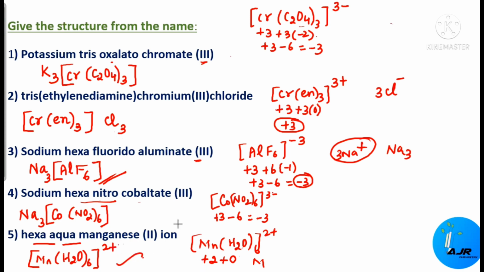Understood, students? So this is how we should arrive at the structure of the coordination compounds from the IUPAC nomenclature. Well, fine, students, you might have understood the method of writing the IUPAC nomenclature of coordination compounds and ions.